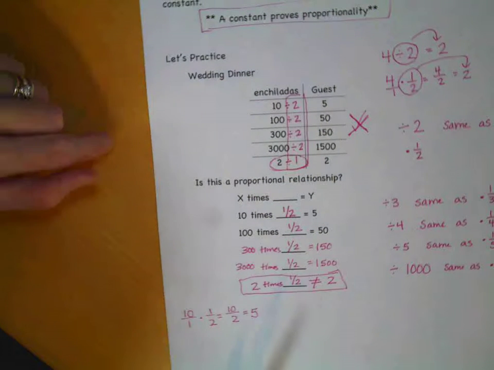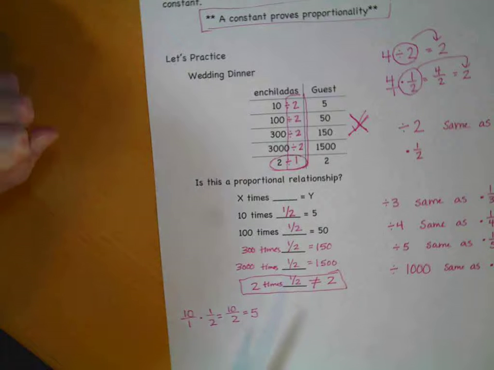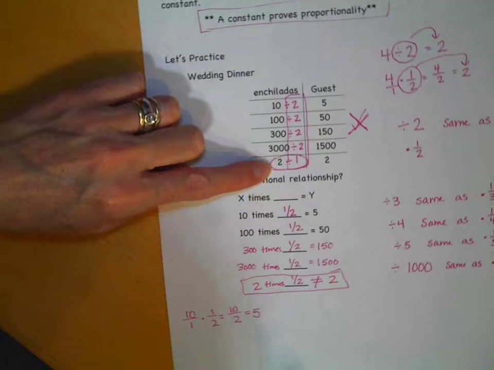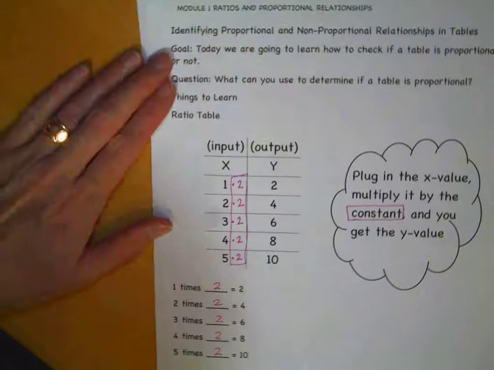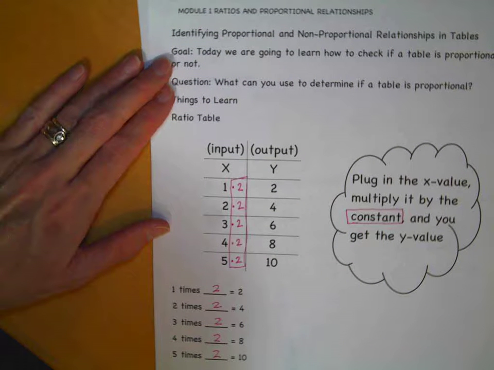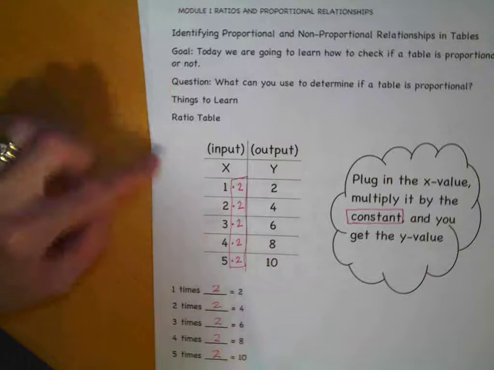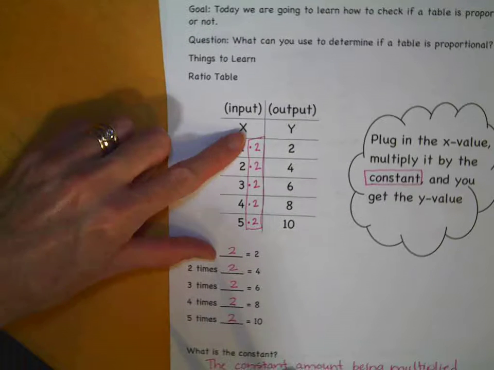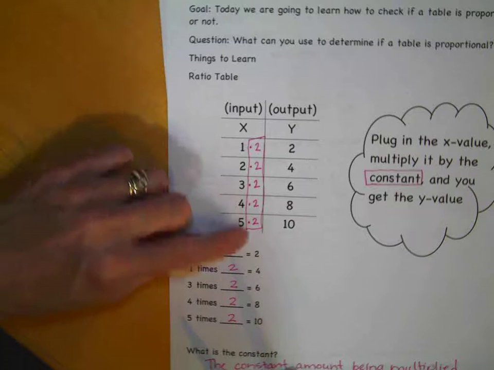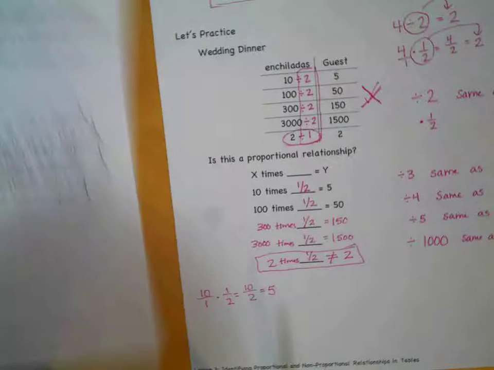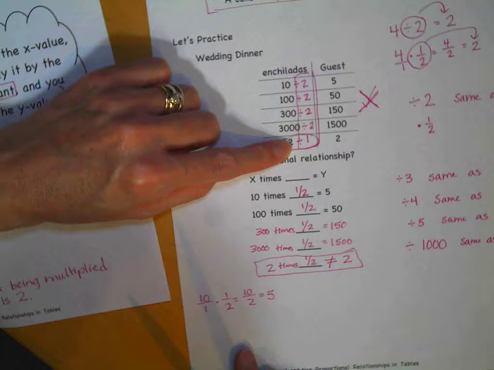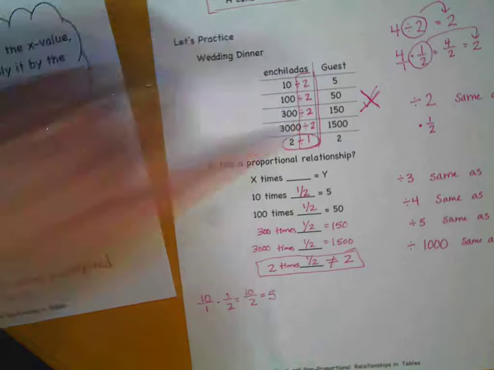So is the wedding dinner scenario a proportional relationship? The answer is no, and your reasoning is because you do not have every single one multiplying by 1/2 or dividing by 2. This little guy down here messes the whole thing up. Okay? All right, kiddos. So now let's go back and see if we've met our goal. Our goal is today we are going to learn how to check if a table is proportional or not. And what did we learn? We learned that if every input value is multiplied or divided by the same thing, then you have a proportional relationship. If it is not the same thing, then you do not have a proportional relationship.